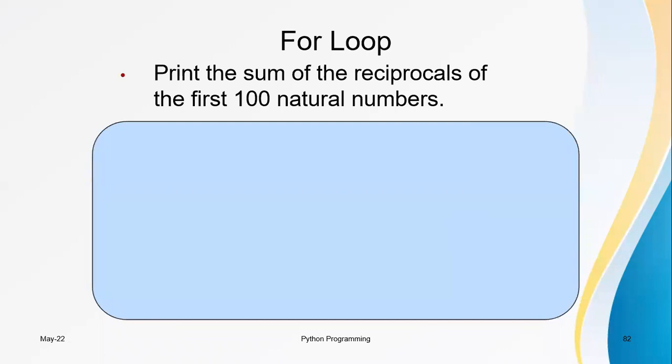Like first, print the sum of the reciprocals of first 100 natural numbers: 1 by 1 plus 1 by 2 plus 1 by 3 plus 1 by 4 plus like that up to 1 by 100. Can someone give a try using for loop? I don't want the exact answer. I just want you to scribble some lines in English and throw it in the chat box.